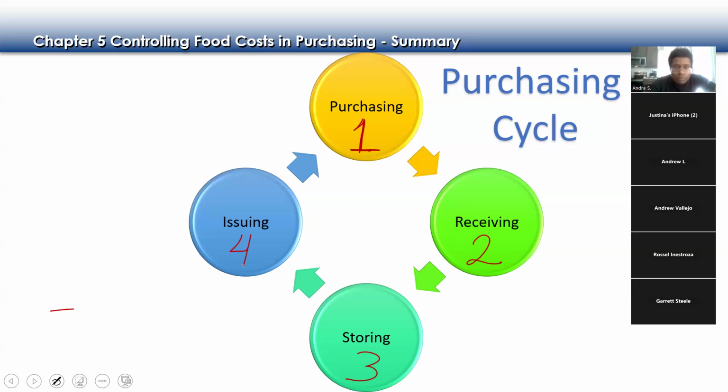After I've issued all of my ingredients, what do I have to do in order to make more product? What do I have to do after I've issued it and used it all up? I have to purchase again. Okay. How do I know how much to purchase? What's that? Okay, so we look at what's left in storage, and that is called doing our inventory. So after I do inventory right here in this step, then I know how much more to purchase. And the cycle starts all over again.